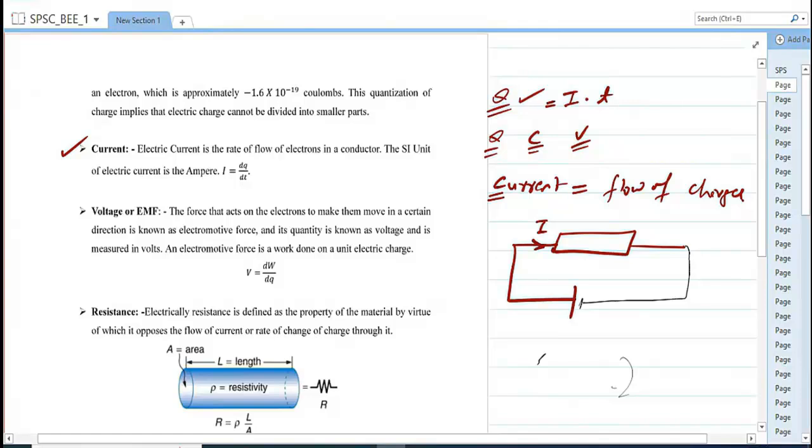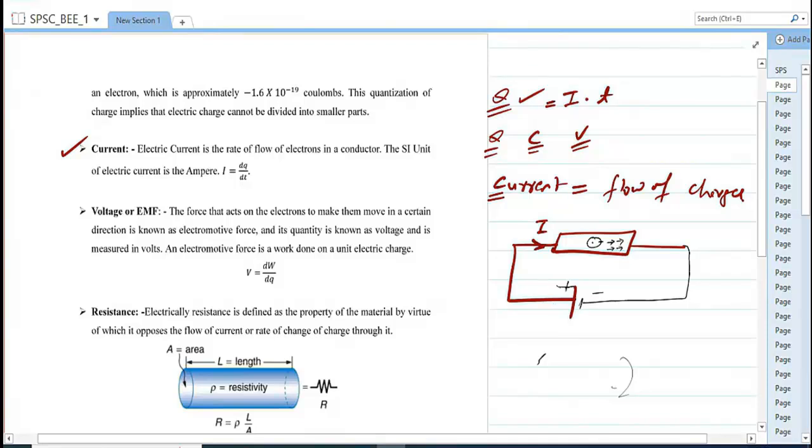So what is happening when you apply any potential or electric field across this material? This small atom contains some negative charges. They will experience some force, and by virtue of that force, they will start moving.